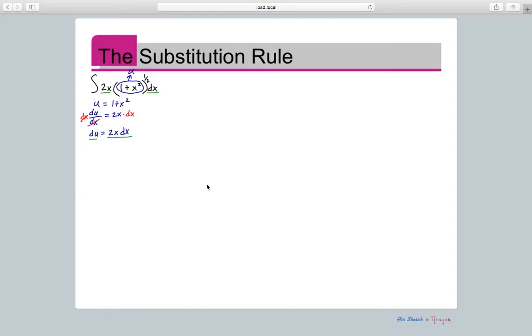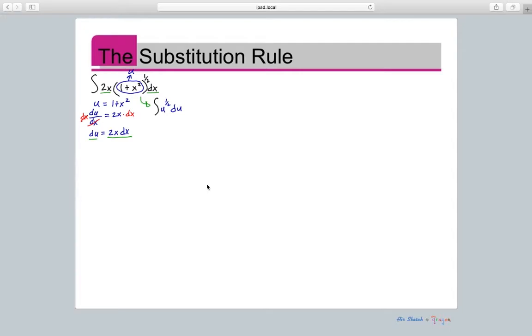So now we can rewrite my integral completely in terms of u. So my integral is going to become the integral of u to the 1/2 power. Notice that 1/2 was still up there. And that 2x dx gets replaced with du. And now it's just like we're looking at a whole new integral problem, right? And so we can, for now, ignore everything else and just focus on finding the antiderivative of u to the 1/2.